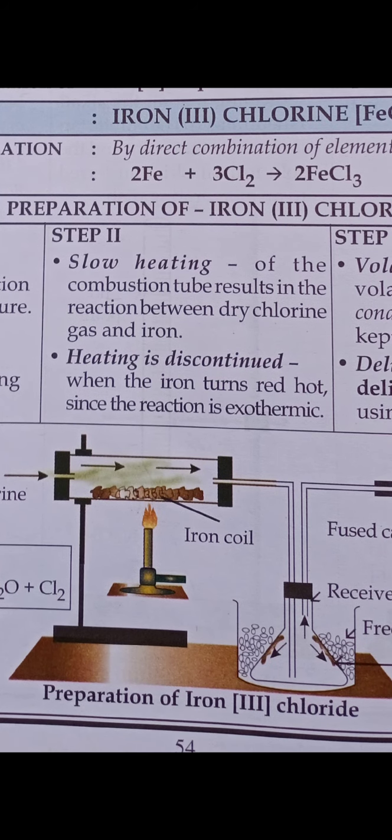Now in step 2, you can observe we are slowly heating the iron coil in the combustion tube from below. There is slight heating till the time the reaction starts, then the heating is discontinued. Why is the heating discontinued? Because the reaction is exothermic in nature, so a large amount of heat is already given out in the reaction, hence we only need initial heating, then further heating is discontinued.